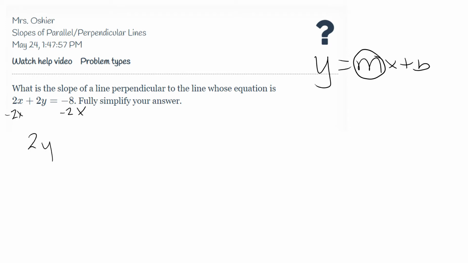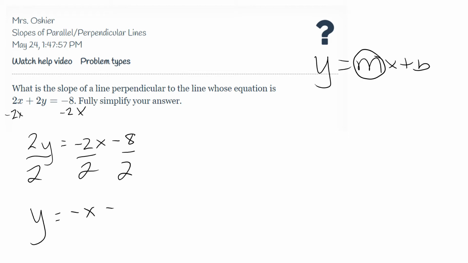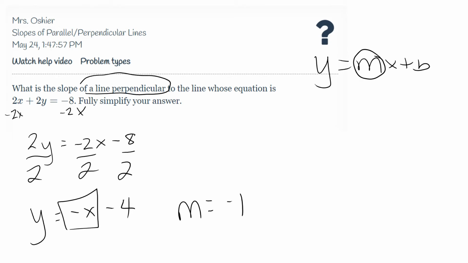So we have 2y is equal to negative 2x minus 8 because I subtracted 2x from both sides. I'm now going to divide everything by 2. So I'm going to get y equals negative x minus 4. So I know right now from this that my slope is negative 1, the slope of the given line. They want the slope of a line perpendicular.